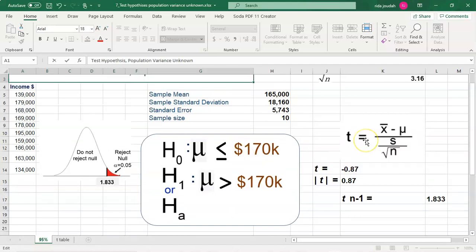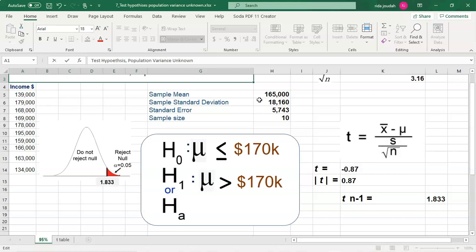$170,000. So we have here a very similar formula to the Z formula, except here we don't have the variance or standard deviation for the population. So instead of that, we need to use the standard deviation of the sample. And everything is the same as the Z formula. So we need just to plug in these values in the formula.